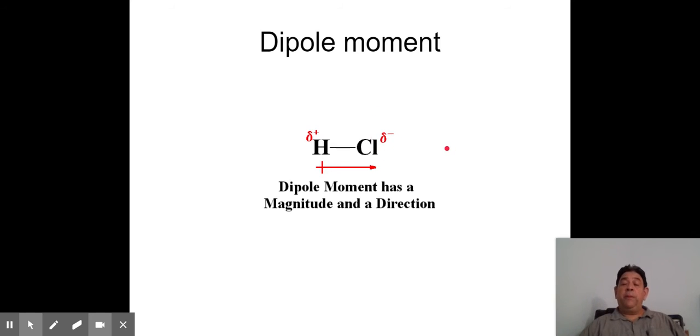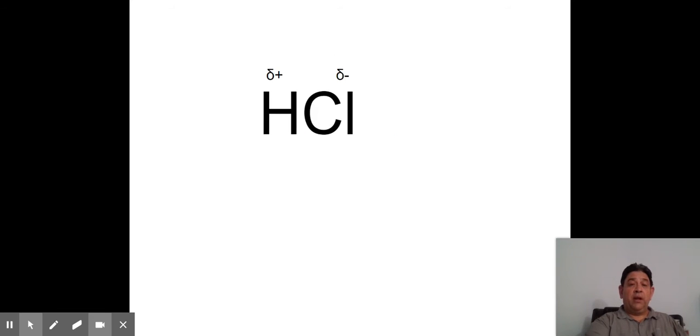Okay, and that way, when we put together a whole molecule, or this is a whole molecule, but when there's bigger molecules, we can see in which direction each dipole moment goes. Not only if there's a separation of charge, but in which direction it goes. Okay, so let's go ahead and take a look at molecules.